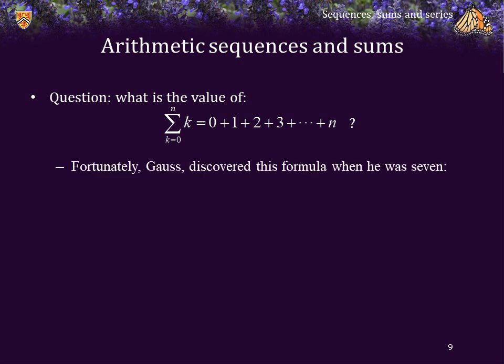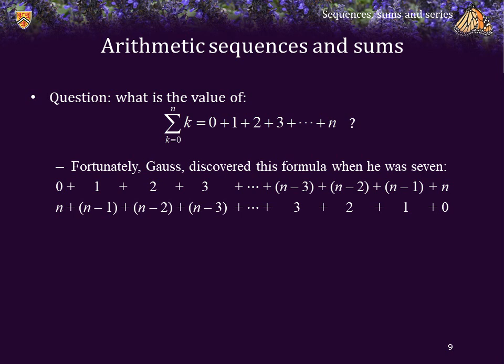Well, fortunately, Gauss, the mathematician, discovered this formula when he was 7. Now, what did he do? Well, he just wrote down the sum of the entries in order. Okay, reasonable. Now, let's write those same entries down, but in reverse order. So now we start with the largest entry first, then the second largest, and then the third largest, and so on and so forth, up until we're adding 2 plus 1 plus 0. And then he realized, let's add these two sums.